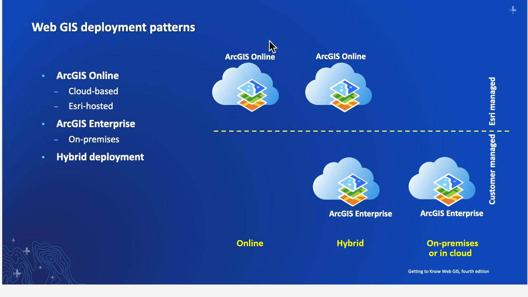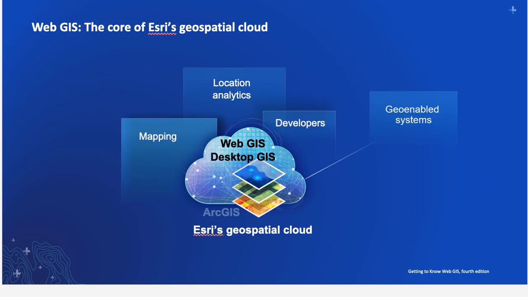So again, for our deployment patterns, ArcGIS Online is online, as well as hybrid with ArcGIS Enterprise, and ArcGIS Enterprise is on premises or in cloud. So this is WebGIS, the core of Esri's geospatial cloud. WebGIS is the core component of Esri's geospatial cloud, which provides ready-to-use content, apps, and developer tools, and supports mapping and location analytics, and supports geo-enabled systems.